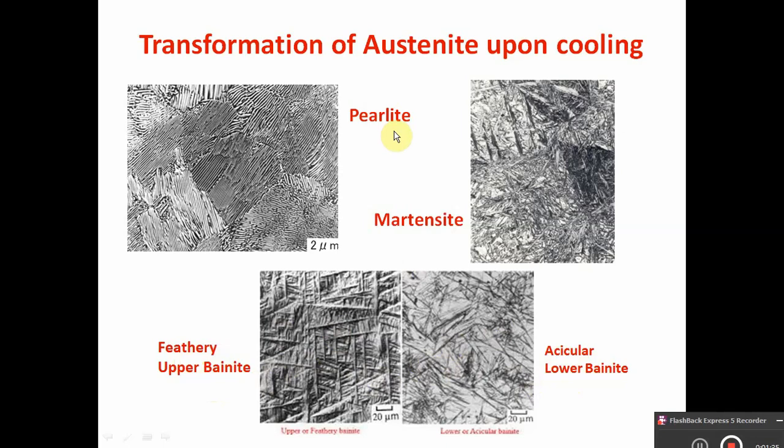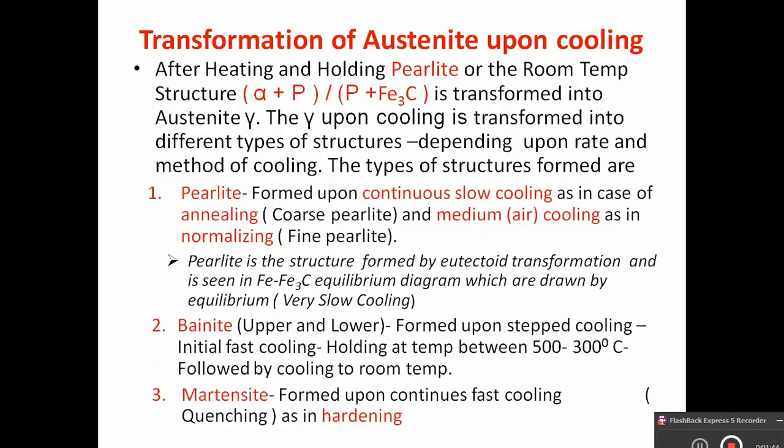So all these phases, pearlite, martensite, upper bainite and lower bainite, are well explained by using a TTT diagram. So this is how transformation of austenite into pearlite takes place.